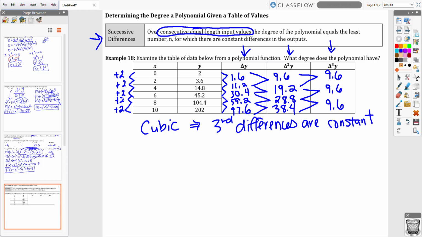So it keeps going from there. If those third differences are not constant either, do the fourth differences. If the fourth differences are constant, the function has an equation with a degree or exponent of 4. If those aren't the same and the fifth differences are constant, then it would be a 5th degree polynomial or a quintic polynomial. And it just keeps going from there.